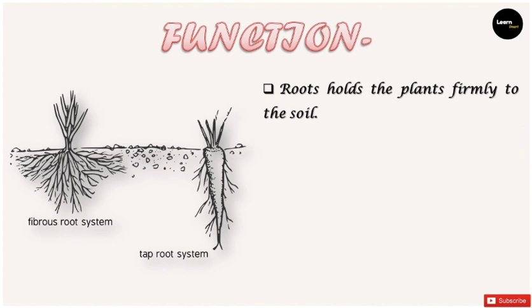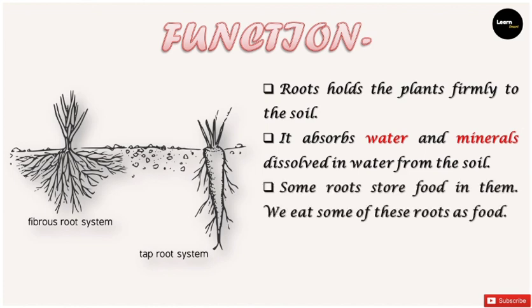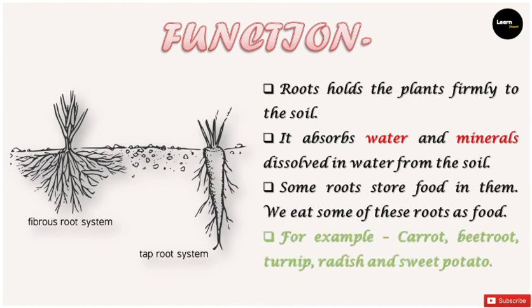Roots hold the plant firmly to the soil. They absorb water and minerals dissolved in water from the soil. Some roots store food in them. We eat some of these roots as food. For example, carrot, beetroot, turnip, radish and sweet potato.